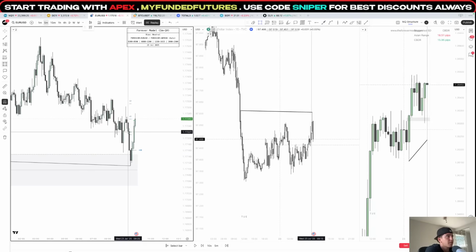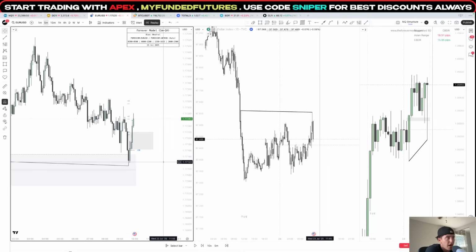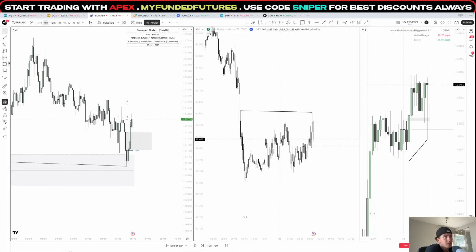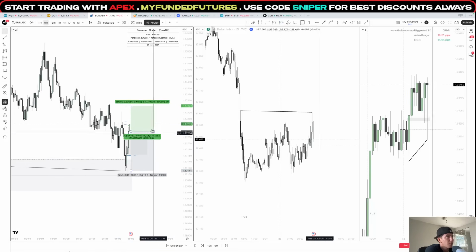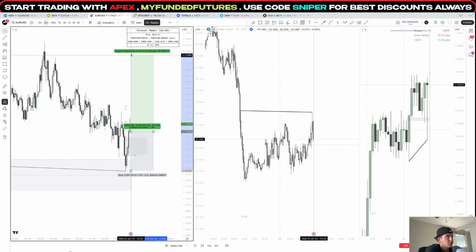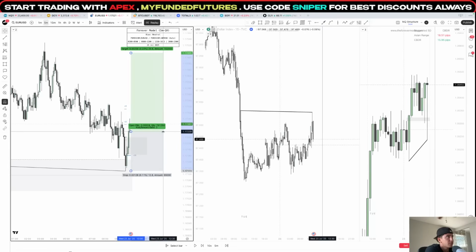Now, I executed when price inversed this M5 bearish gap because I wanted to wait for more confirmation. So my execution was up here when we inversed this gap because I didn't want price to leave without me. So I got in literally right there with my stop loss at the low, and I wanted to target 1 to 2 risk to reward up here. Just like that.